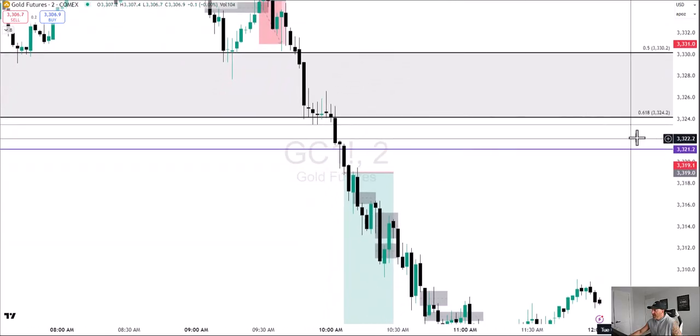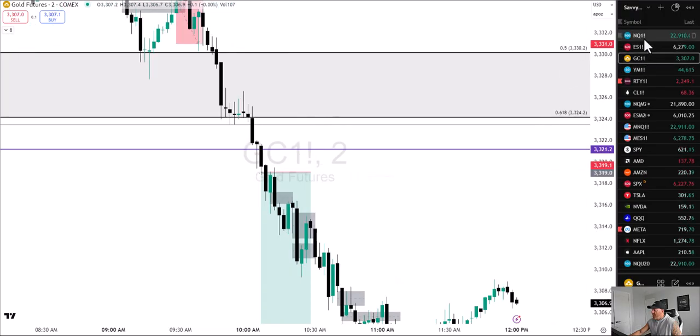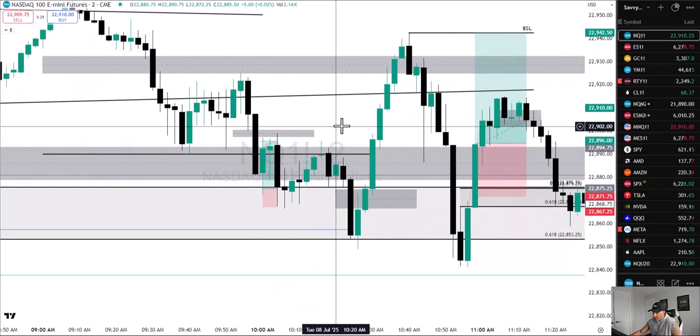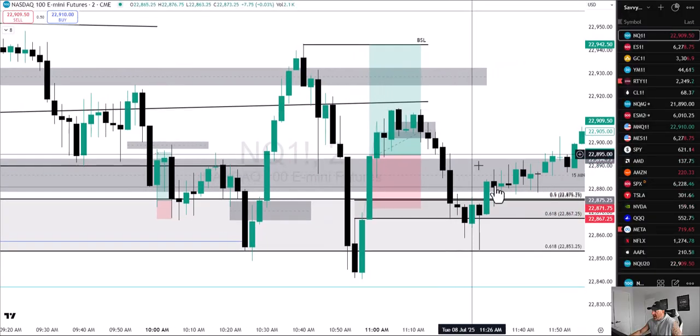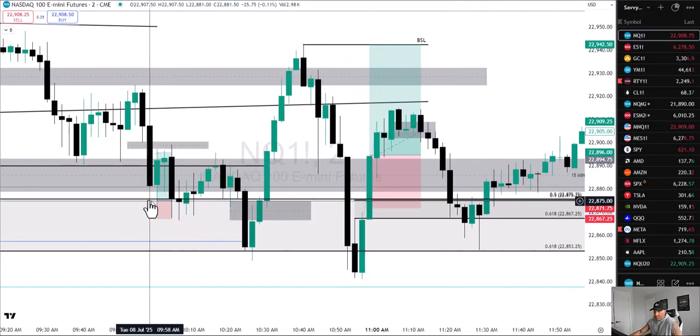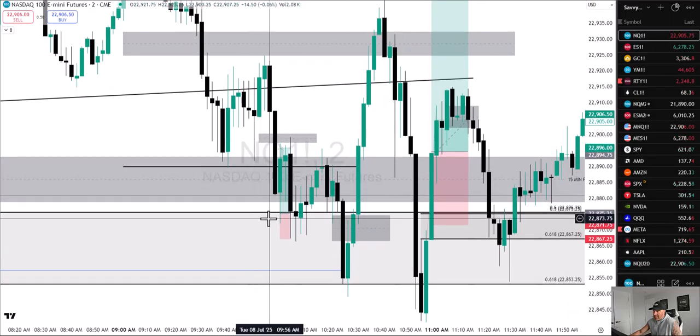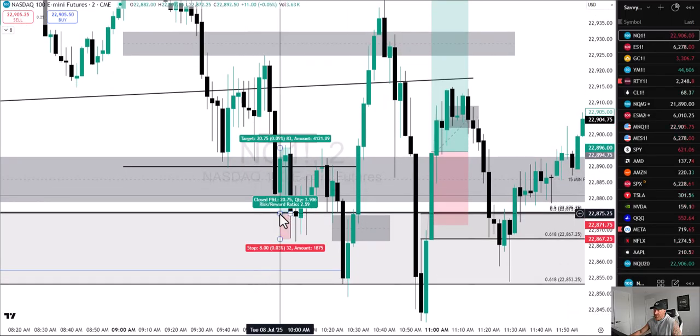It was a loss. Then I actually took a snipe on, let's hop onto the Nas real quick. I did take a snipe on the Nas. Now this target was posted for you guys. I said we could probably get a bounce at this fair value gap and this discount range, right? This 0.5% right here. Now we came down, tapped it. I had a sniper entry. As soon as I seen it hit, I got in and I just ran it up for 20 points.